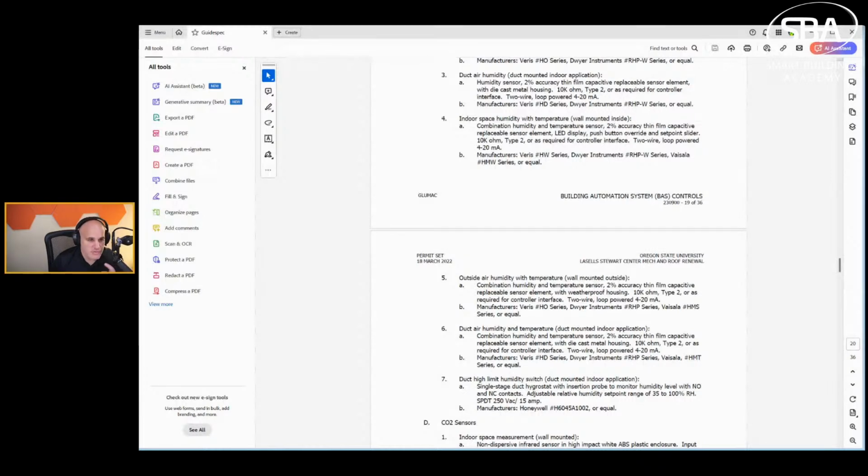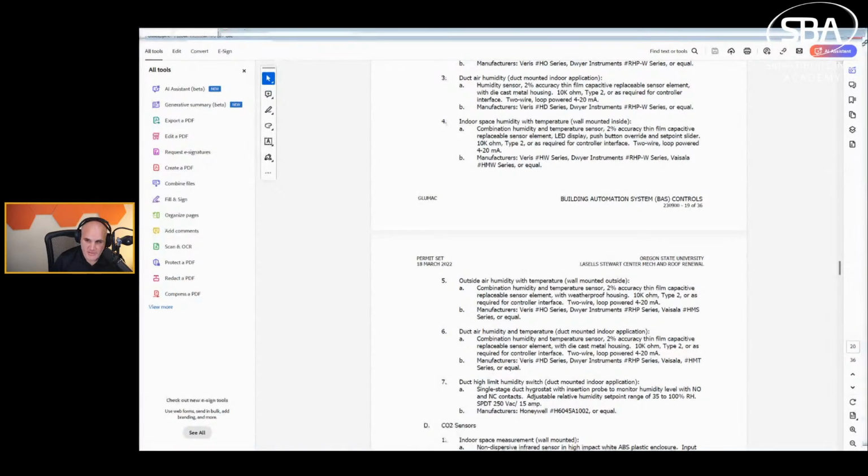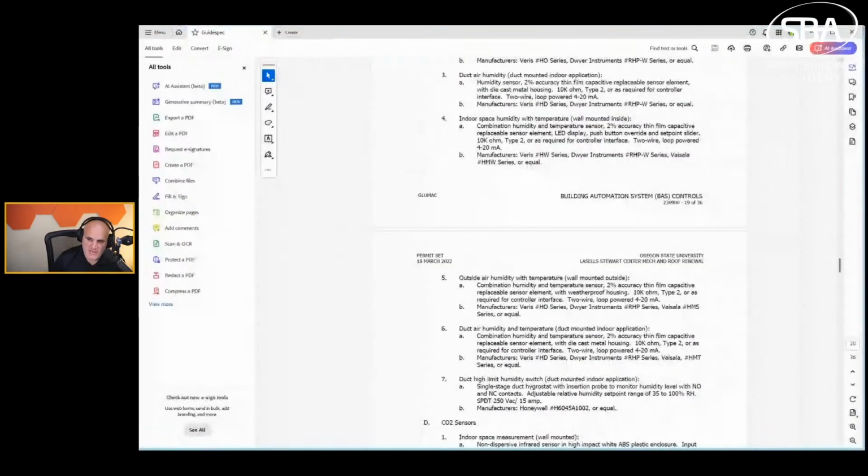Here we go. You should be seeing a specification now. In this specification, I've focused us in here on this outside air. This is Oregon State University's, they call it a guide spec, but it seems to be for a specific project. What you see right here is humidity and temperature sensor, 2% accuracy, thin film capacitive replacement sensor element with waterproof housing, 10K ohm type 2, and a two-wire loop powered 4 to 20 milliamp signal.